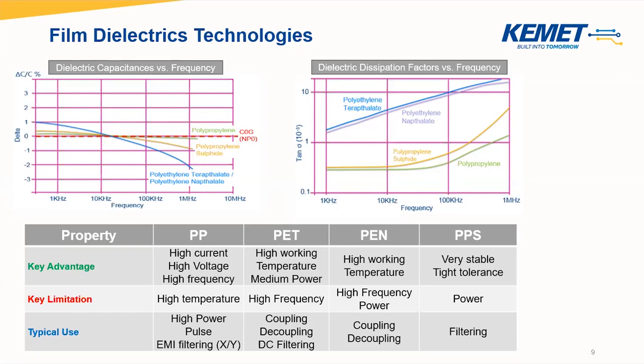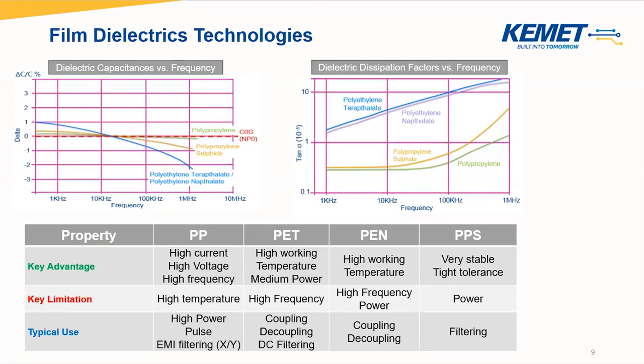So to summarize, for polypropylene, we can consider as a key advantage the possibility to handle high current, high voltage, and high frequency, but the key limitation is the temperature. So it cannot work at a very high temperature. The typical applications are power capacitors, pulse, as I said, where the amount of current is very high, and also EMI filtering, where the self-healing property is mandatory and very important for the application.